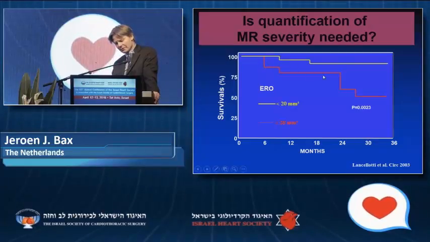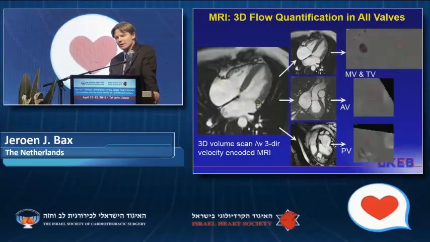This is the work from Patrizio Lancelotti, and you see here that if there is a lot of regurgitant blood volume or much less in yellow, there is a different outcome. The more regurgitant volume there is, the worse the outcome is. How do we do that?